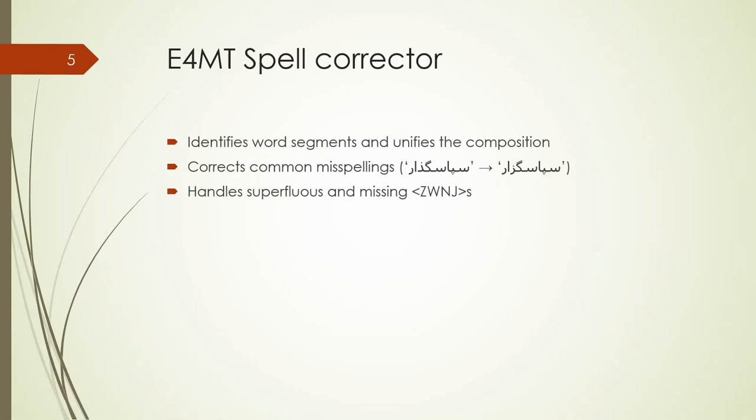The spell corrector module tries to unify representations of words even more. It corrects common misspellings present in digital Persian corpora. It also handles superfluous and missing ZWNJs, zero-width non-joiners. For example, multiple consecutive ZWNJs serve no purpose, or ZWNJs followed or preceded by a space are superfluous. It also tries to identify parts of compound words and concatenates these parts using ZWNJs when necessary, unifying the representation of those compound words.